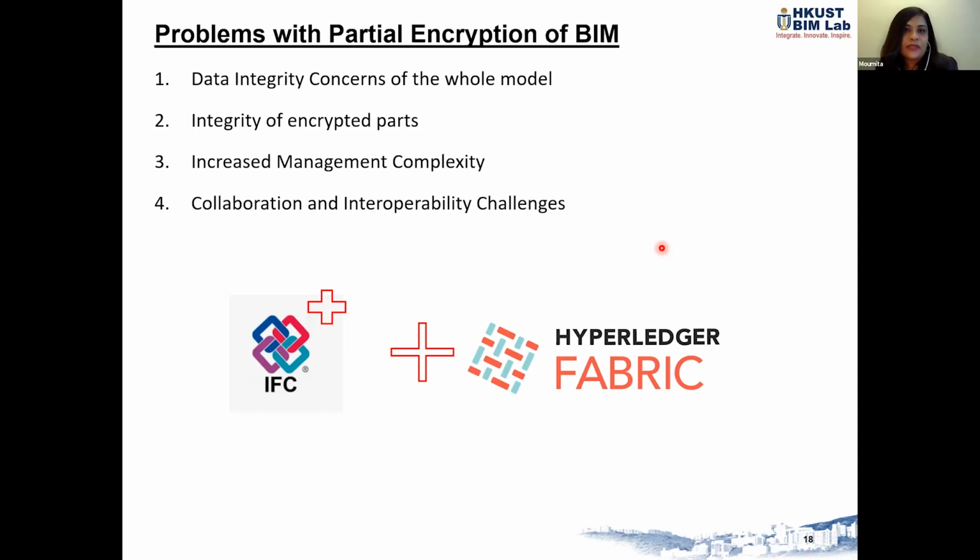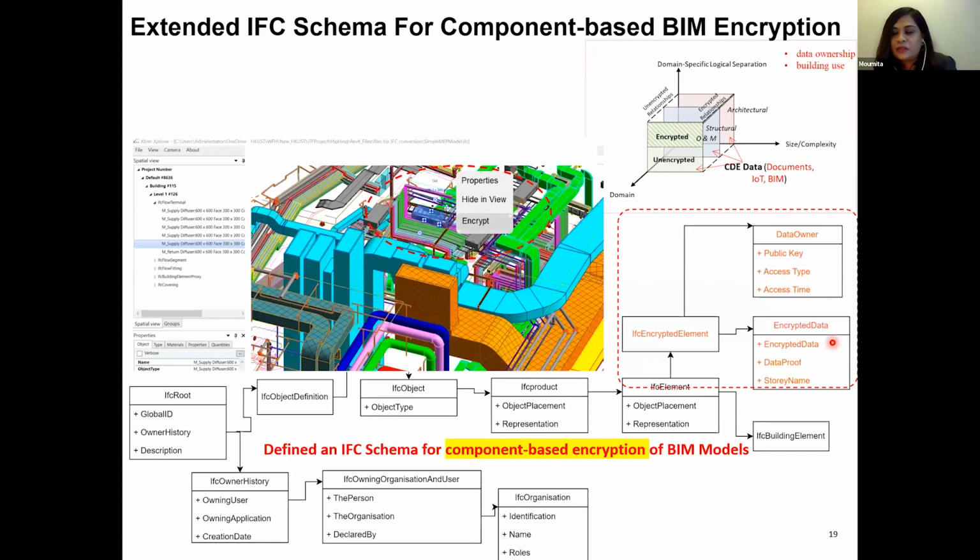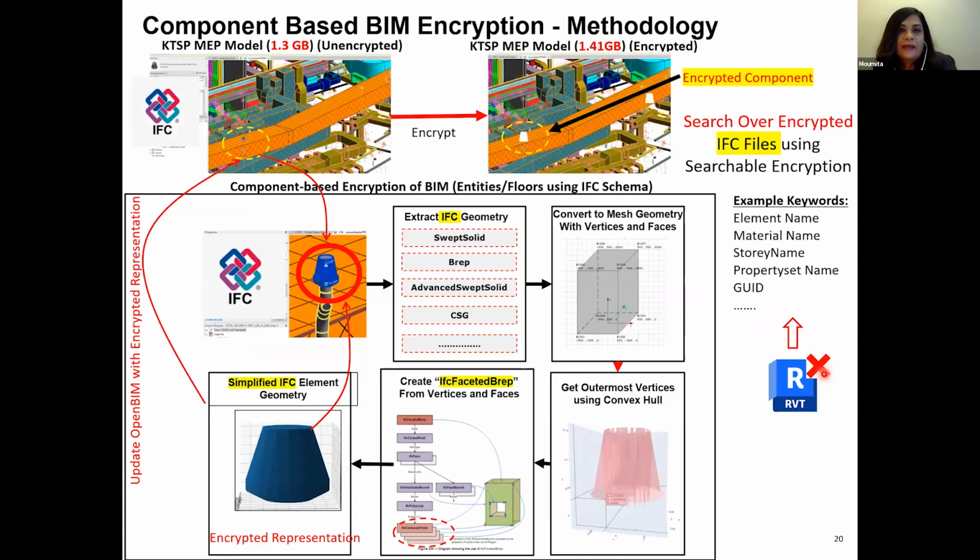To address that, we have extended the IFC schema, and we also use Hyperledger Fabric to address some of the issues here. This is the extension, so I'll quickly go through it. In the extension, we have a provision for storing the encrypted data inside the IFC file. We also keep a data proof of the encrypted section, and we put that on the blockchain so that no data owner can go ahead and make changes to his part without the correct permission and approval.